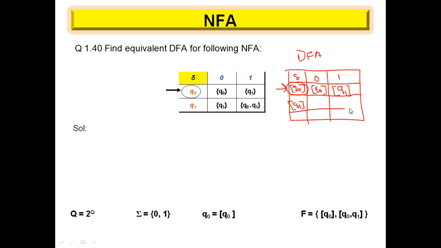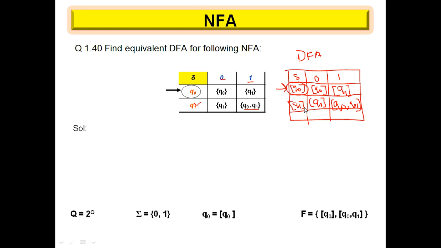Okay, now for the transition we have to look at this state Q1. Q1 after reading 0 moves to Q1, so we write Q1 here. And Q1 after reading 1 moves to Q0 and Q1, so we write Q0 and Q1. Put the square bracket; why we are putting this square bracket, I will let you know.